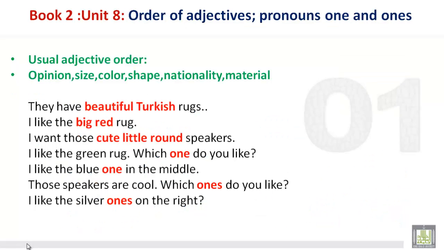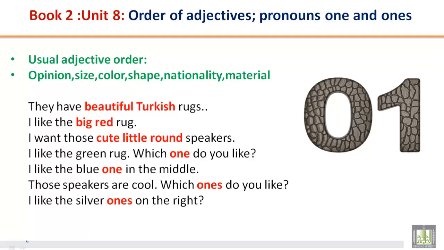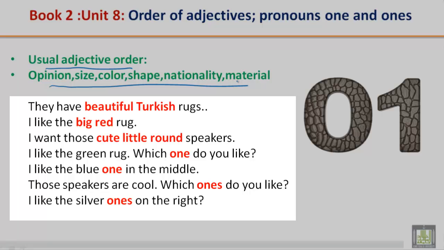Let's move to the next part of this unit. Here we will see the usual adjective order, and we will also see opinion, size, color, shape, nationality, material, and so on. Let's look at the first sentence. They have beautiful Turkish rugs. Rugs is the noun, so an adjective always describes a noun. So how are the rugs? They are beautiful Turkish.